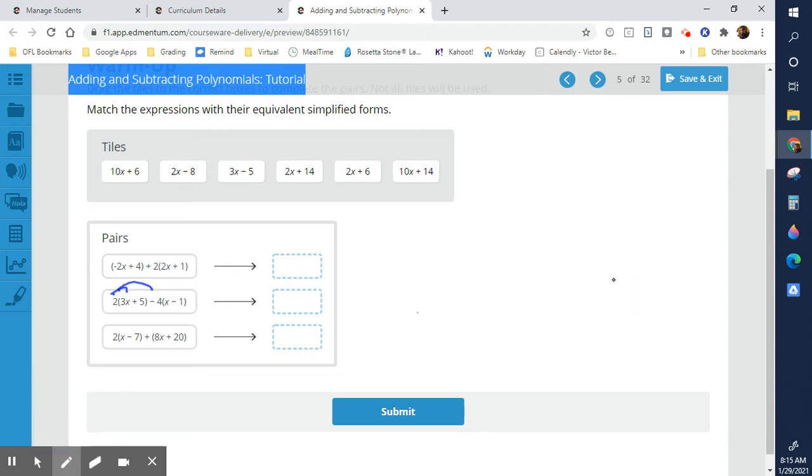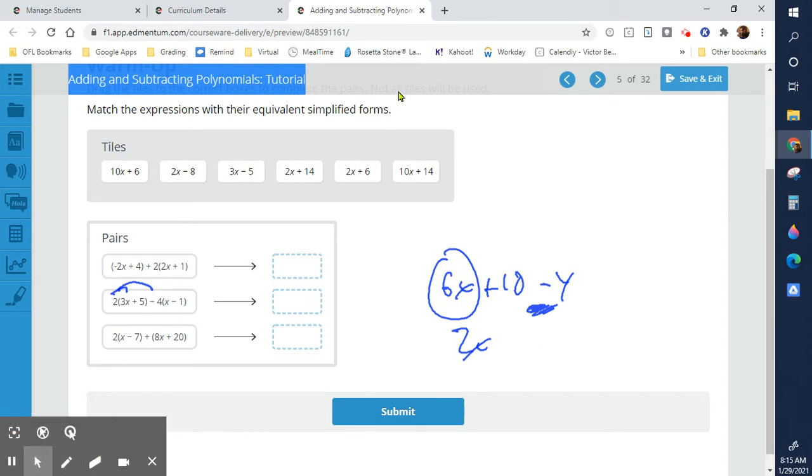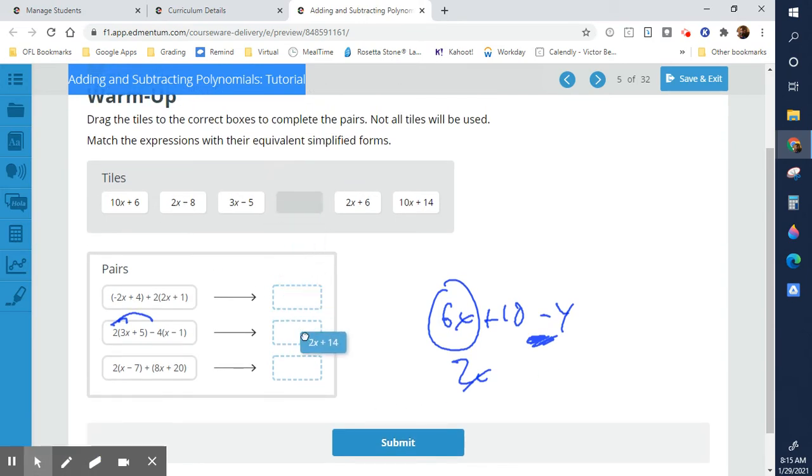I got 6 and 5. 6x plus 10. So the 14 was right. My issue was this negative. So that's 2x. So it's 2x plus 14. That was a stupid mistake on my part. Let me fix everything else. So careful with that. That was really dumb on my part.